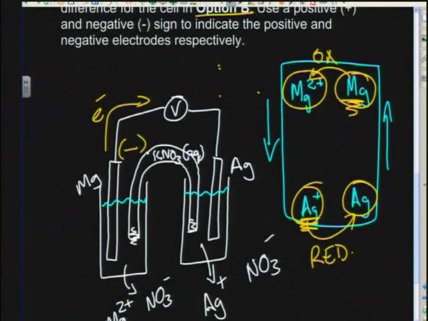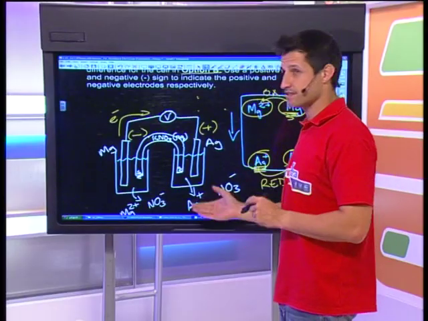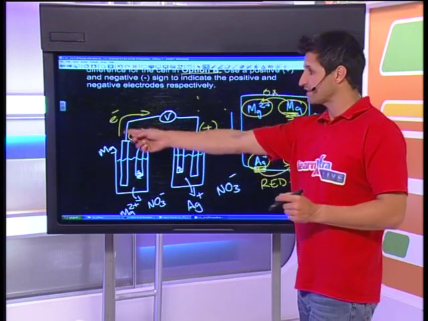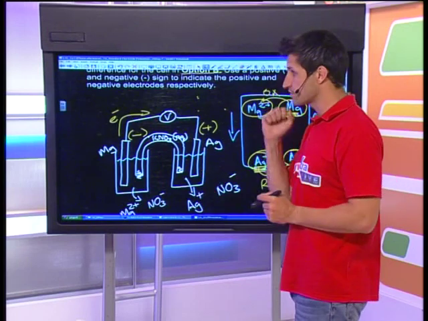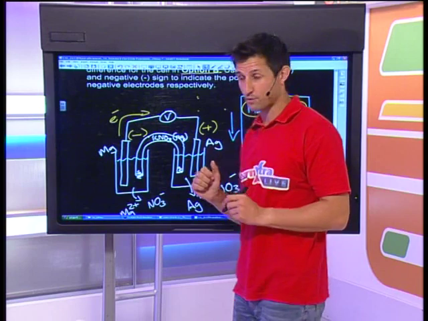The reason that they're flowing in the outside circuit is because they're going to silver, which is positive. It needs the electrons for its reaction. It needs the electrons to do reduction of the silver ions. So these positive ions are pulling the electrons around the outside circuit to get them, to grab them, to undergo reduction. So there's the first part of our question.